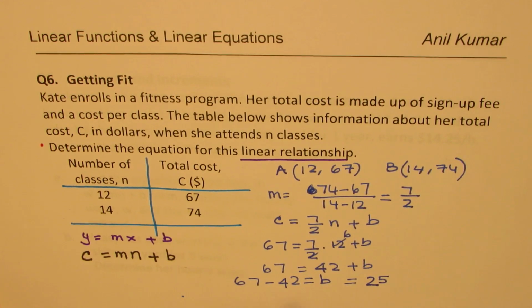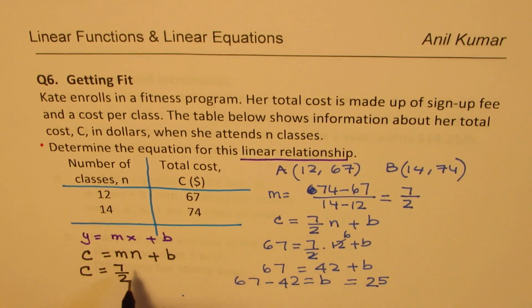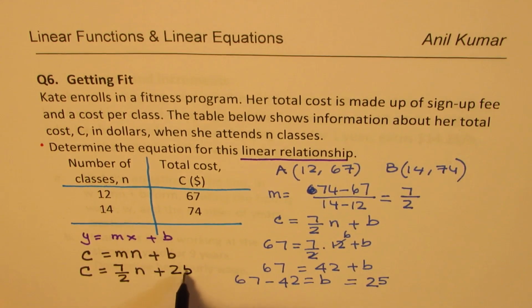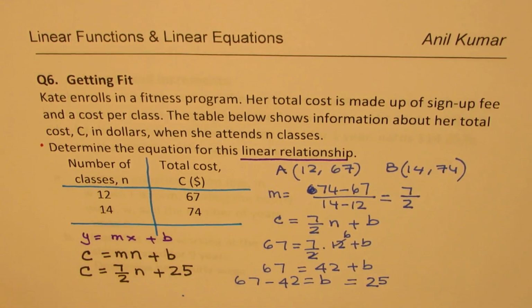So now you can write down your equation that the cost is actually equal to the slope, which is 7 over 2. You can write 3.5 if you want to, right? 7 over 2n plus the $25, correct? So that becomes your equation. Determine the equation for this linear relation. Does it make sense to you? So that is how you actually do it, right?